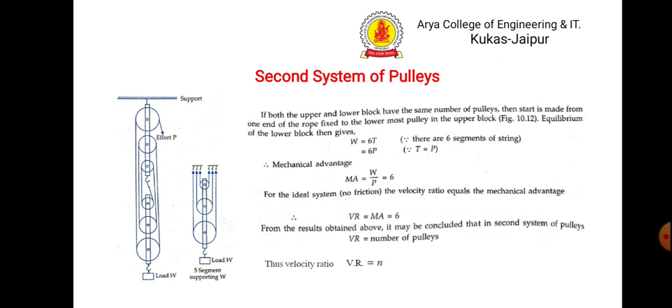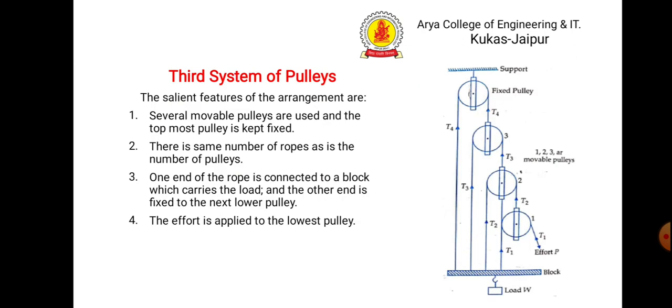Then velocity ratio will be equal to mechanical advantage. For your ideal condition, it is equal to 6. Again, velocity ratio will be equal to N. Remember one thing, that here N is your total number of pulleys in the upper block plus lower block. Then the third system of pulleys.